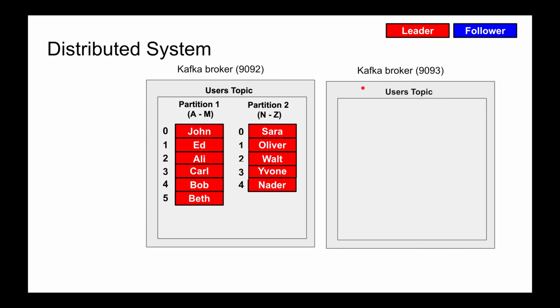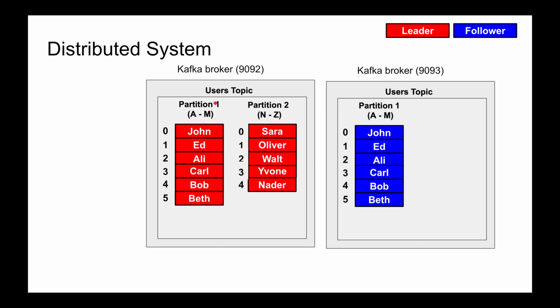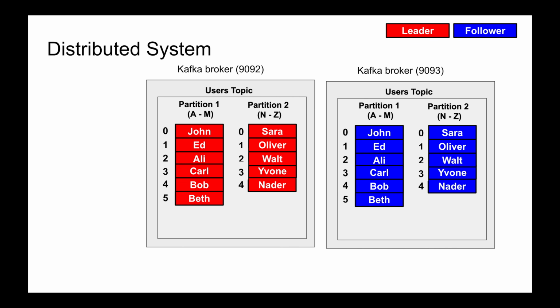So if you copy everything, let's copy this users topic. This is the main broker, right? And the moment I do that, I start copying partition 1, copying partition 2. I'm done, right? But here's the thing. How do I know which broker is the leader and which broker is the follower? You need a system that tells you that, right? We're going to talk about what that system is, right?